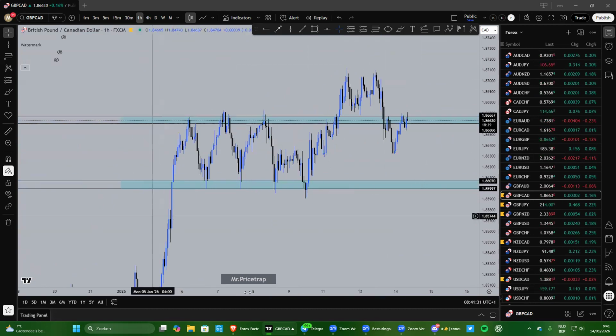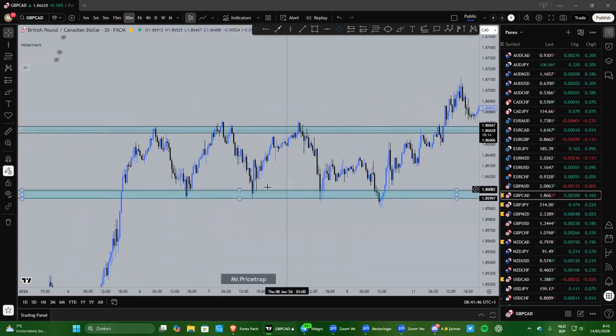For GCAT, where was the session? Tuesday, Wednesday 9. We got this breakout. This was the breakout, you see, higher high. Market came back for the retest. Massive rejection, engulfing candle in that 1-hour time frame. 30-minute time frame, massive engulfing. 15-minute time frame.